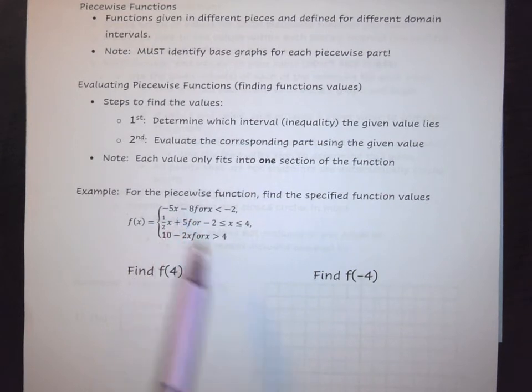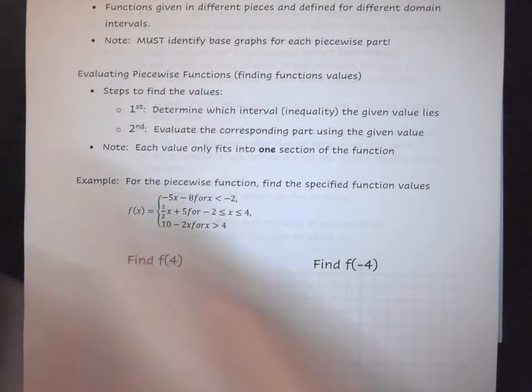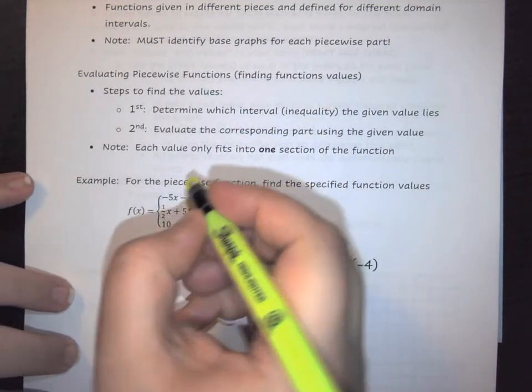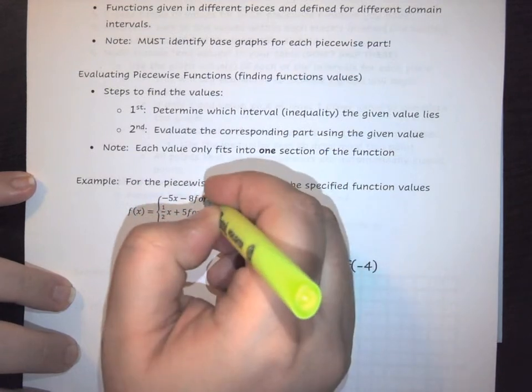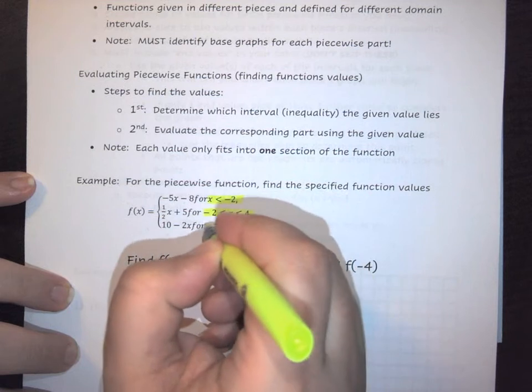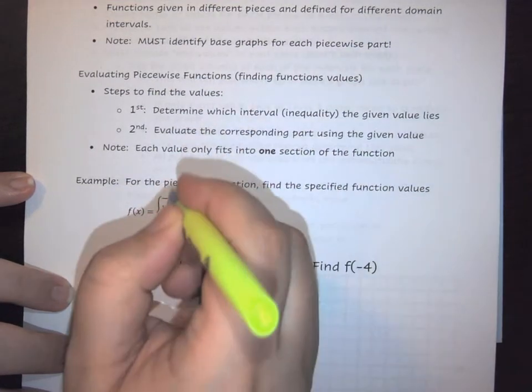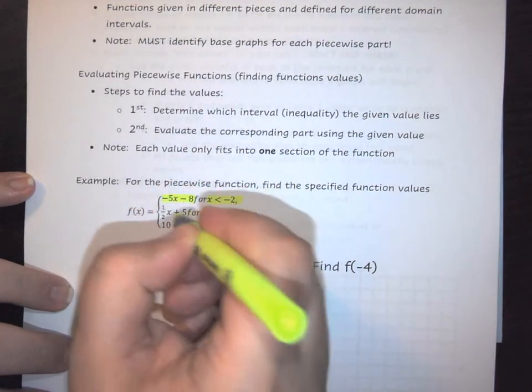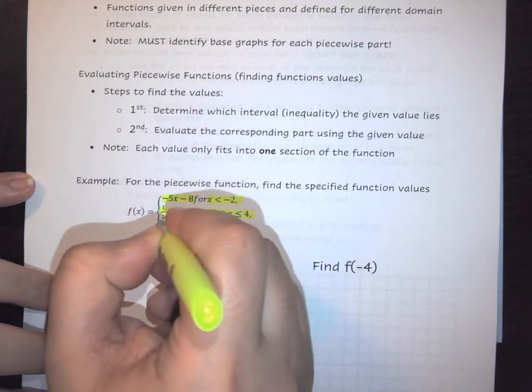And for each of these pieces, it has its own direction. So the direction would be this part right here, where we have the inequality. Okay, and with that, each has a function. And so these are the functions here.